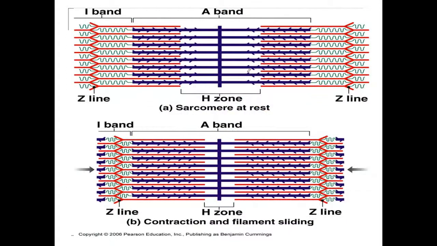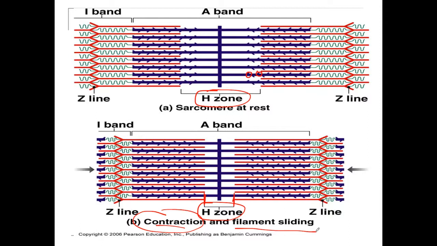When the myosin heads, all of these, make contact with actin, they create a contraction. So if you look at the H zone here and the H zone here, look how much smaller the space is between this actin and this actin. We call it an H zone. It's much smaller because it contracted. There was a sliding filament that took place.